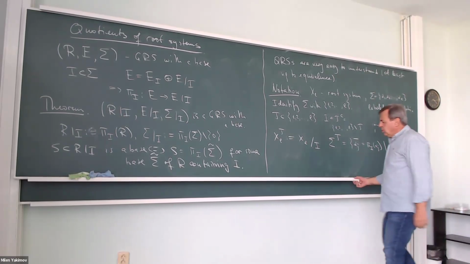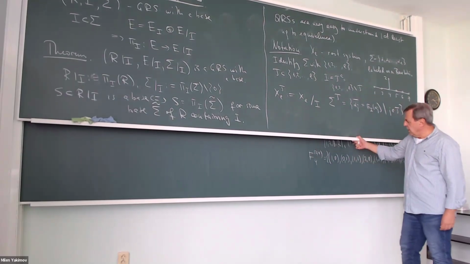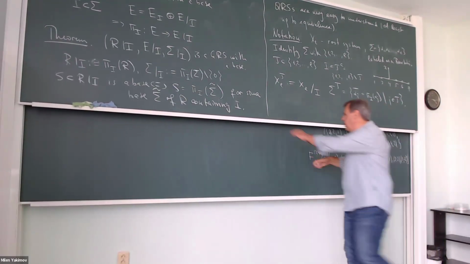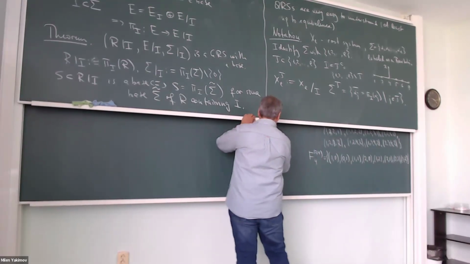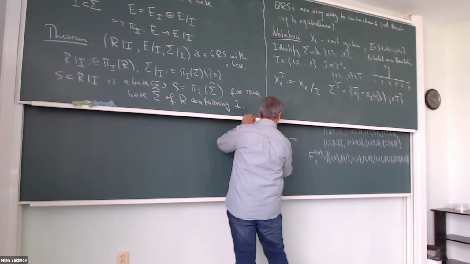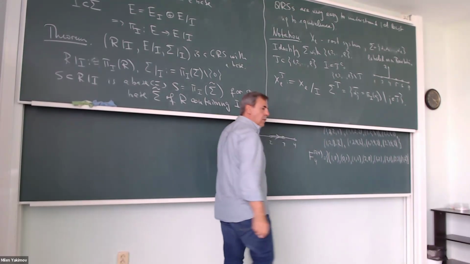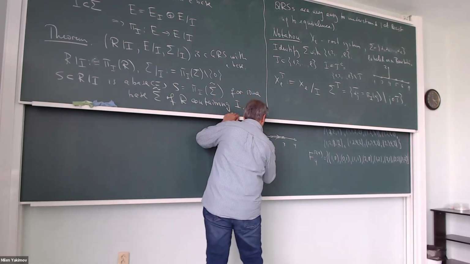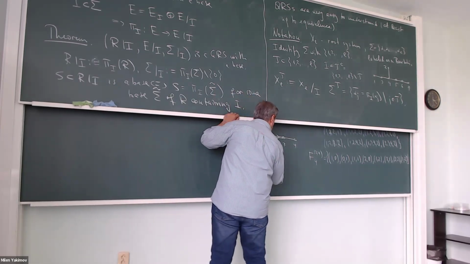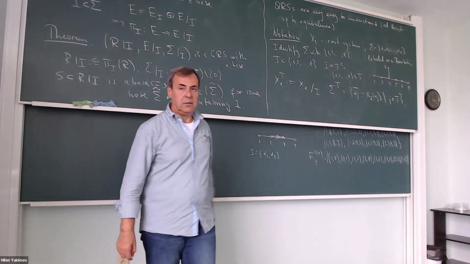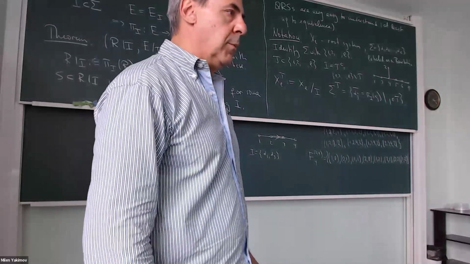So suppose I want to understand F4 to 4. This means I'm taking the root system F4, with simple roots 1, 2, 3, 4. And I'm taking I to be alpha 1, alpha 3, and quotienting F4 by I. So the 2 and 4.